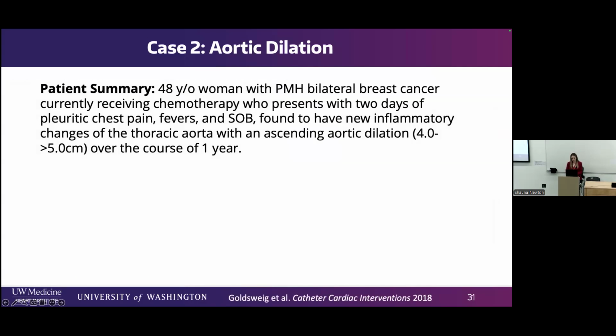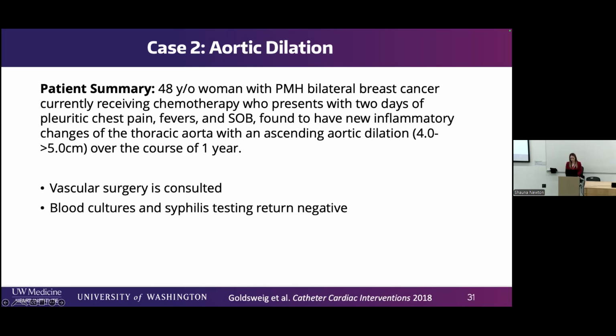So in summary, we have a 48-year-old woman with a past medical history of breast cancer, currently receiving chemotherapy, who presents with 2 days of pleuritic chest pain, fevers, and shortness of breath, found to have new inflammatory changes of the thoracic aorta with an ascending aortic dilation from 4 centimeters last year to 5 centimeters. During her hospitalization, vascular surgery is consulted, and she gets blood cultures and syphilis testing, which both return negative.